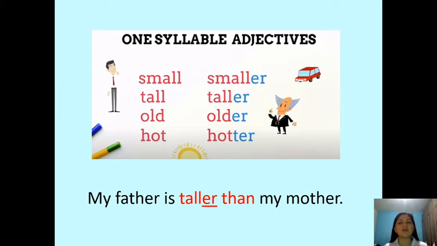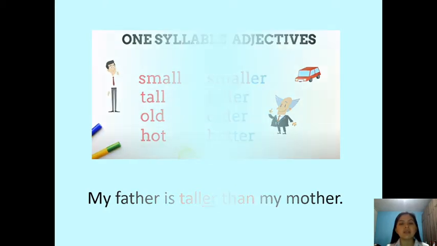So when do we use these comparative adjectives? We use them when you want to compare people, things, animals, or places. You compare just two, only two. Let's continue with the next one.